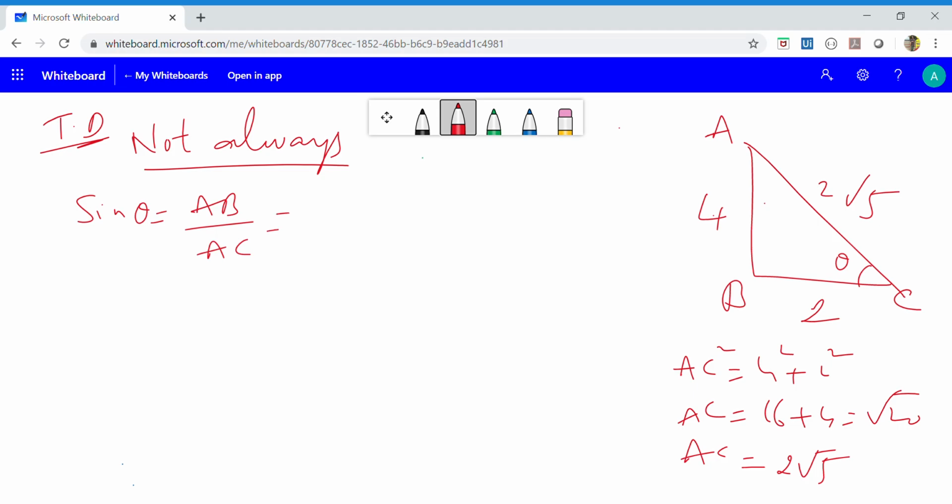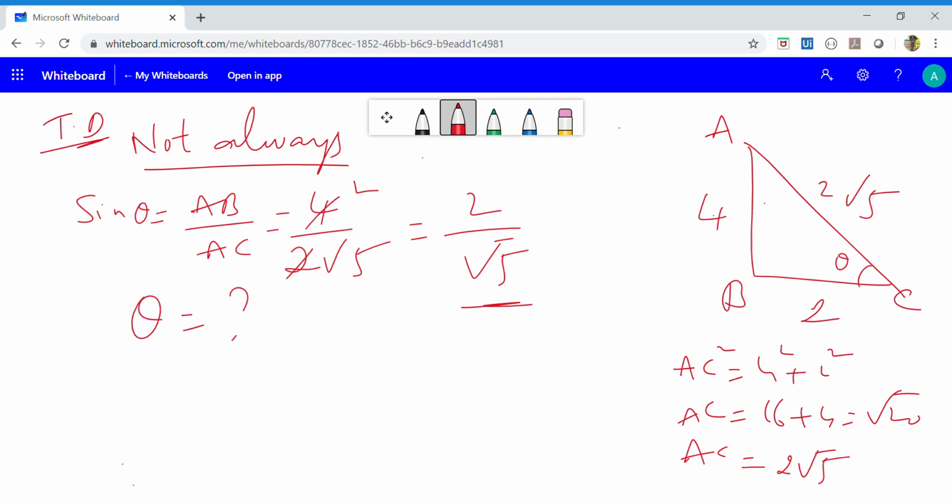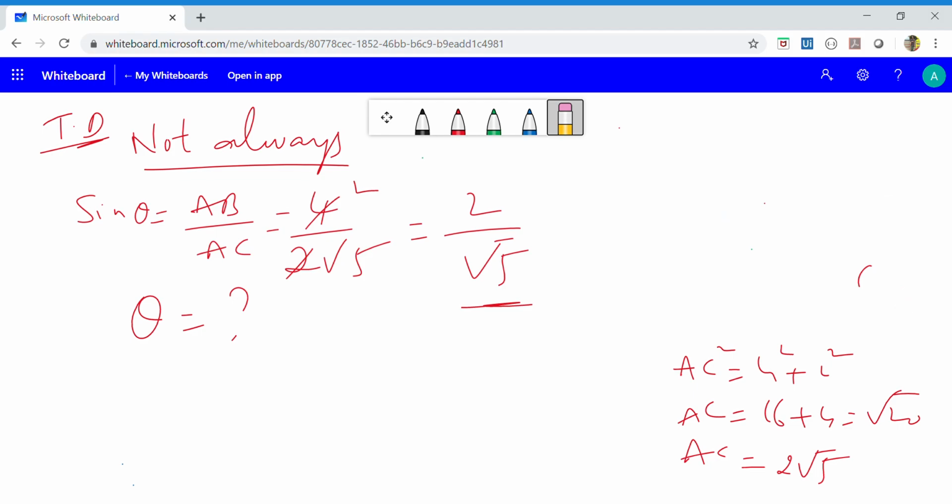So what is the theta value you have to get? AB is 4 by AC is 2 root 5, so 2 by root 5. This can be found out by scientific calculator, but not by standard angles. Our standard angles are 0, 30, 45, 60 and 90 only. So in this case, we cannot find out the theta value. So this is an example for no. And one more example I will give.